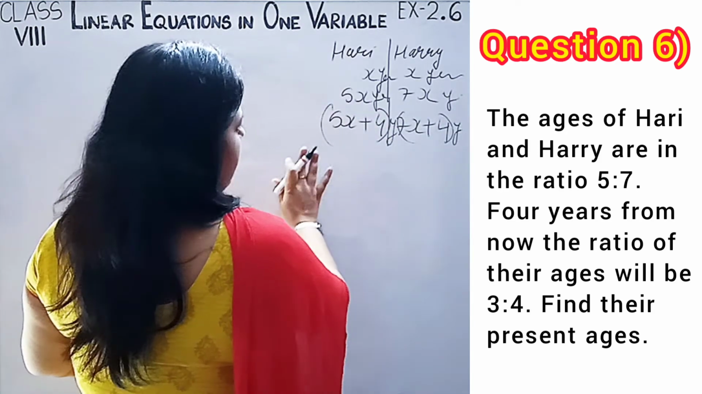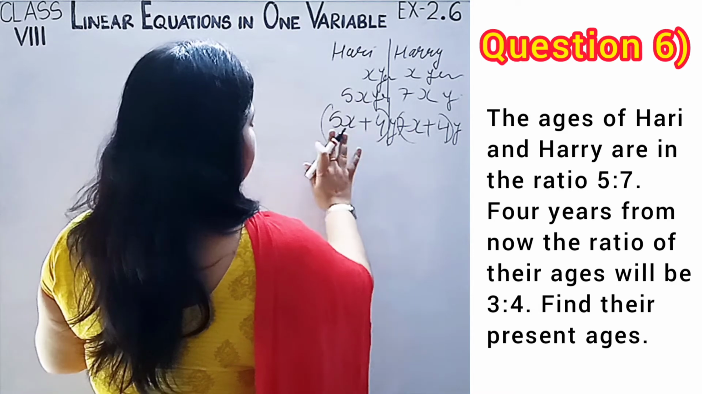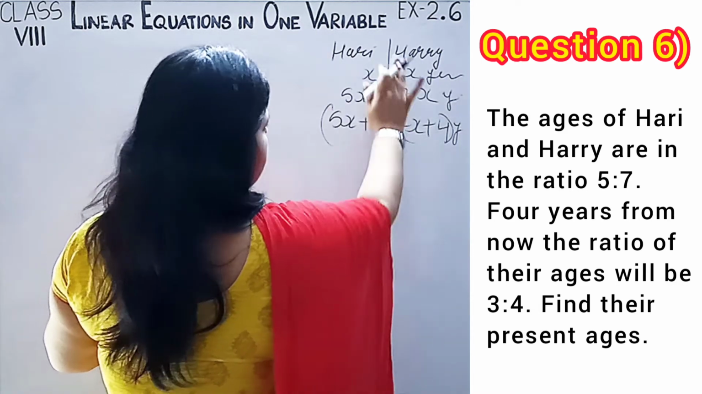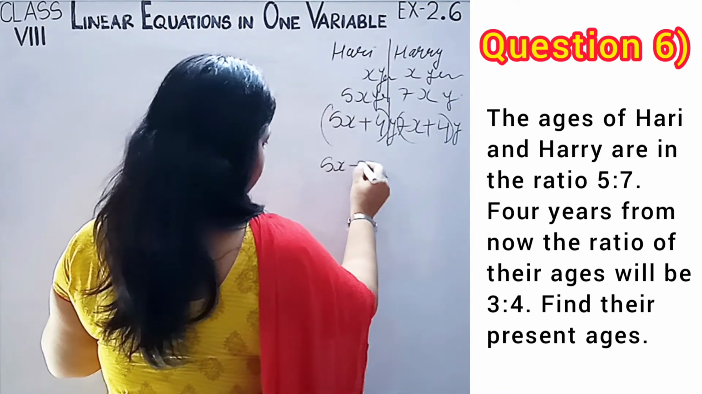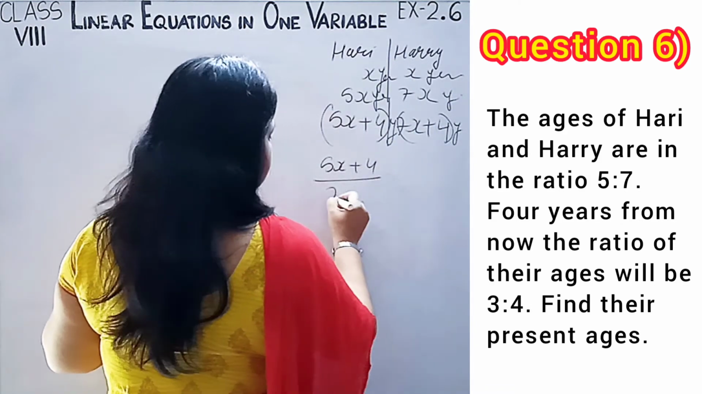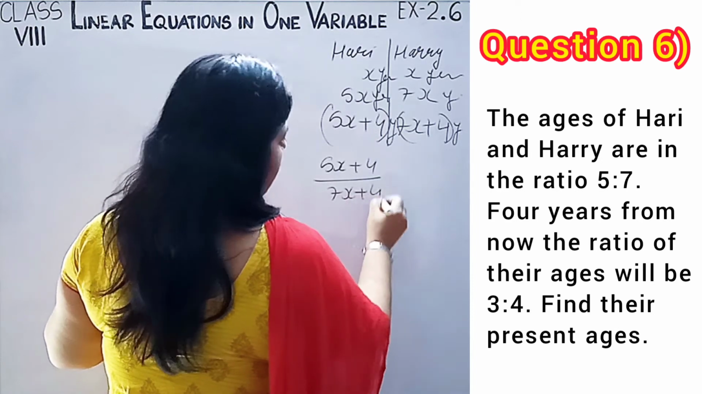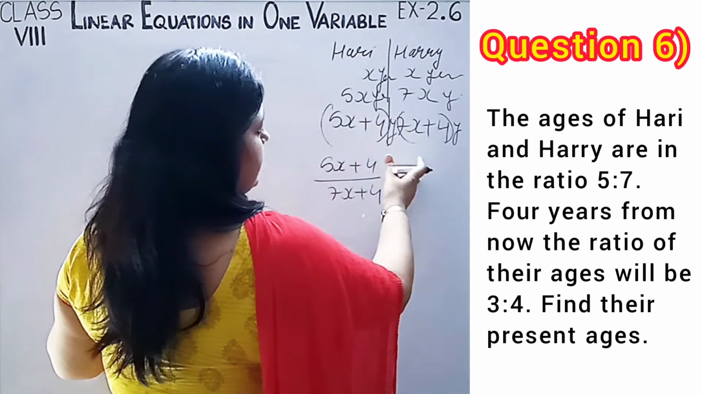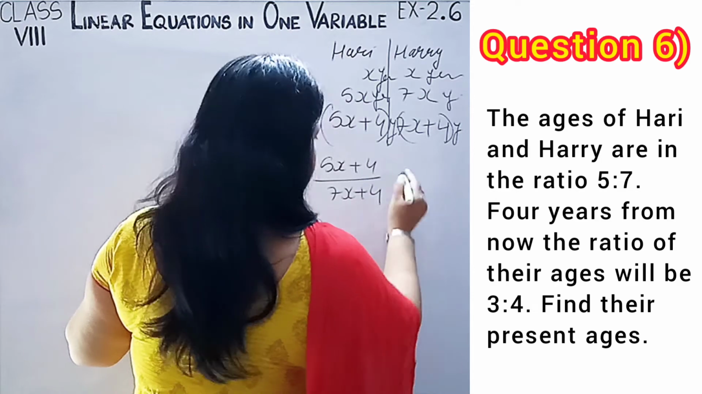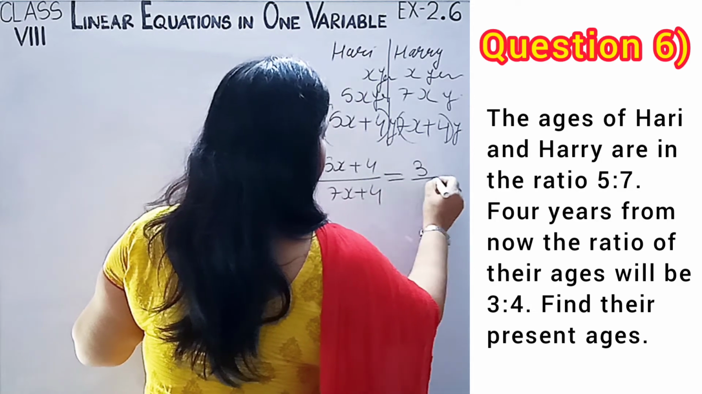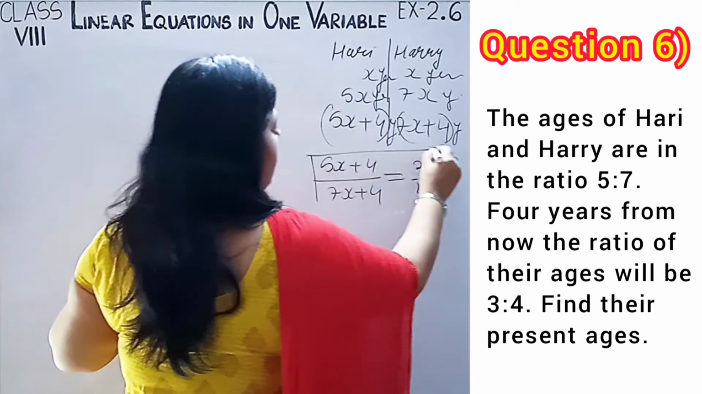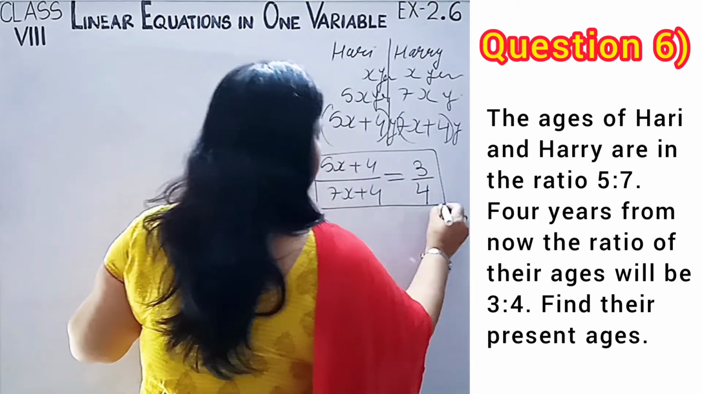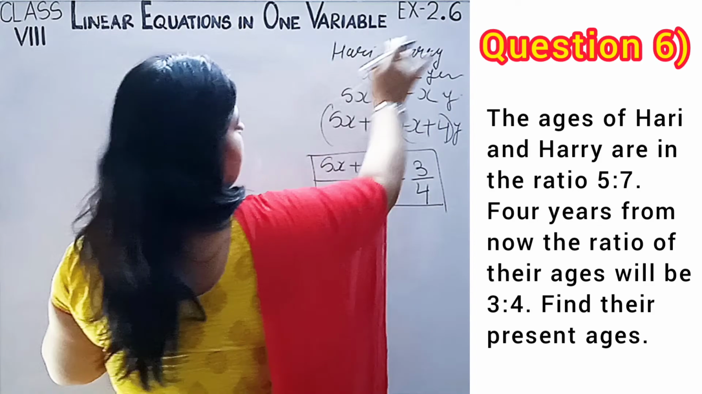So our question is (5x plus 4) upon (7x plus 4), because their ages are in ratio, and after 4 years the new ratio is 3:4. It means 3 upon 4. So this is our equation and we have to find out the ages of Hari and Harry.